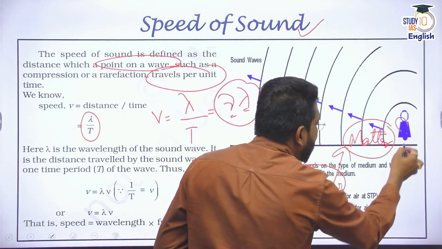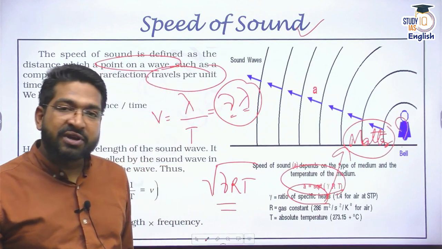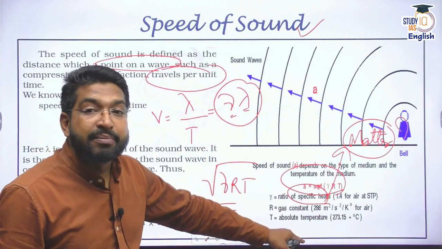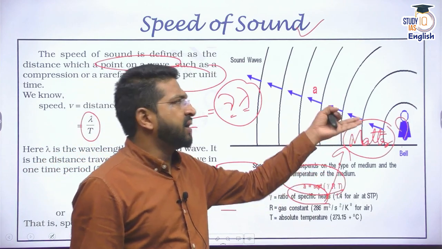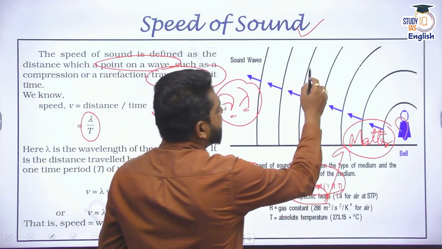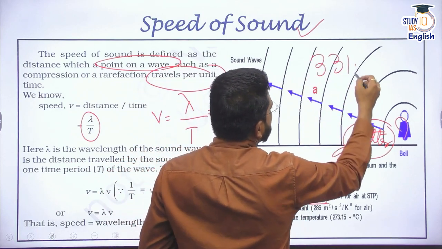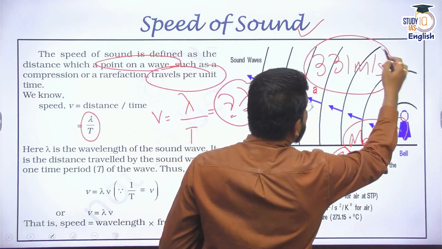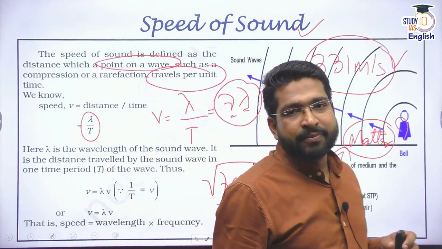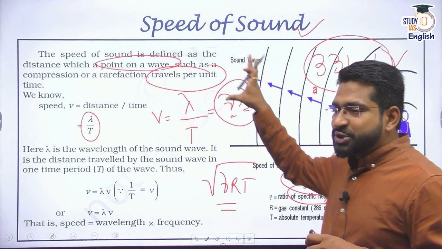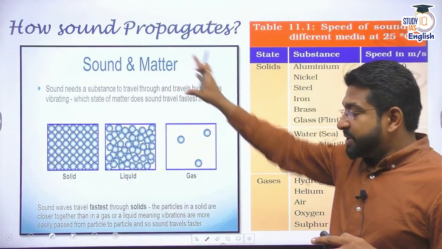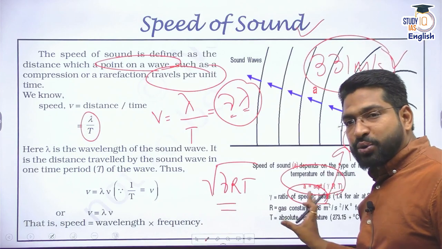Is it traveling through air? Is it traveling through water? Is it traveling through some solid? It also depends on temperature. When we put 0 degrees Celsius, that means 273 Kelvin, we get the speed of sound to be 331 meters per second in air. All right, so what we have established is that the speed of sound depends on the matter, on the specific heat of that matter, and also on temperature.